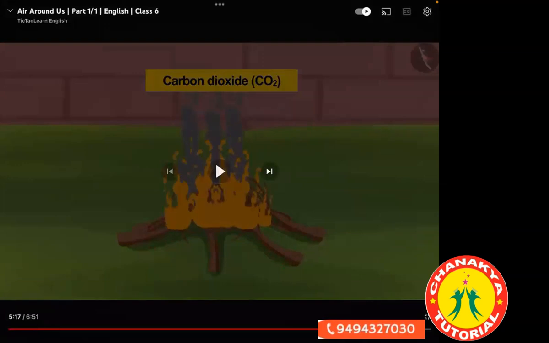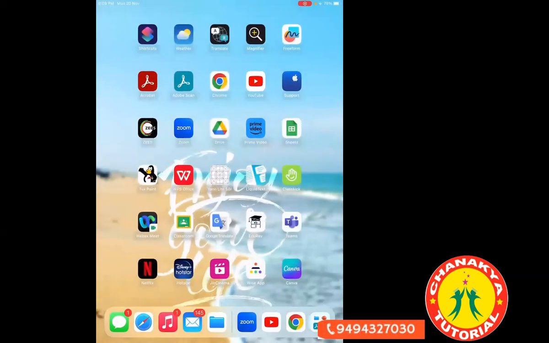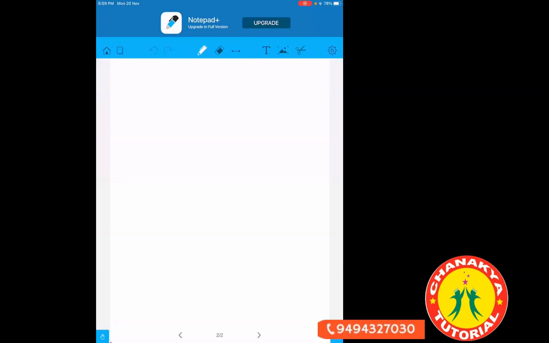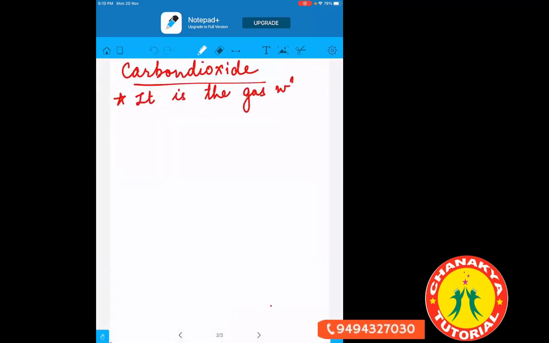Now, we will be studying the next topic, which is CO2. CO2 is basically carbon dioxide. In the previous classes, we have discussed oxygen and nitrogen. Now, the third gas is carbon dioxide. It is the gas which is made up of carbon atoms. So what will be there in them? The carbon atom will be there combining with two oxygen atoms.